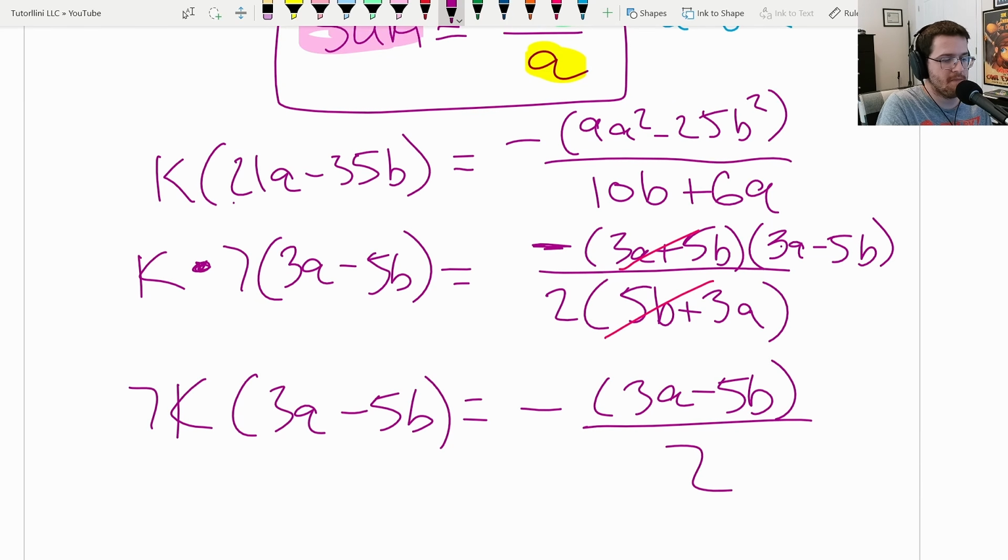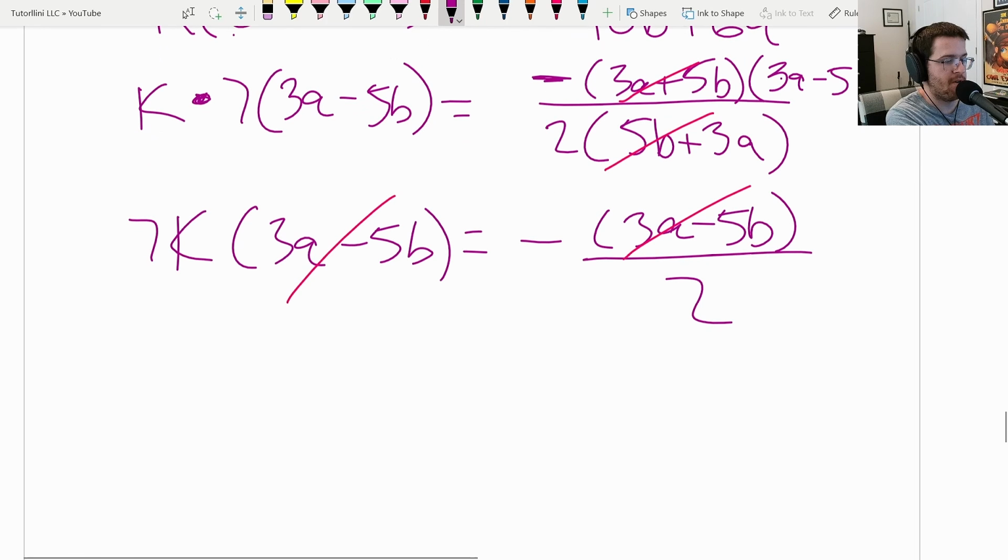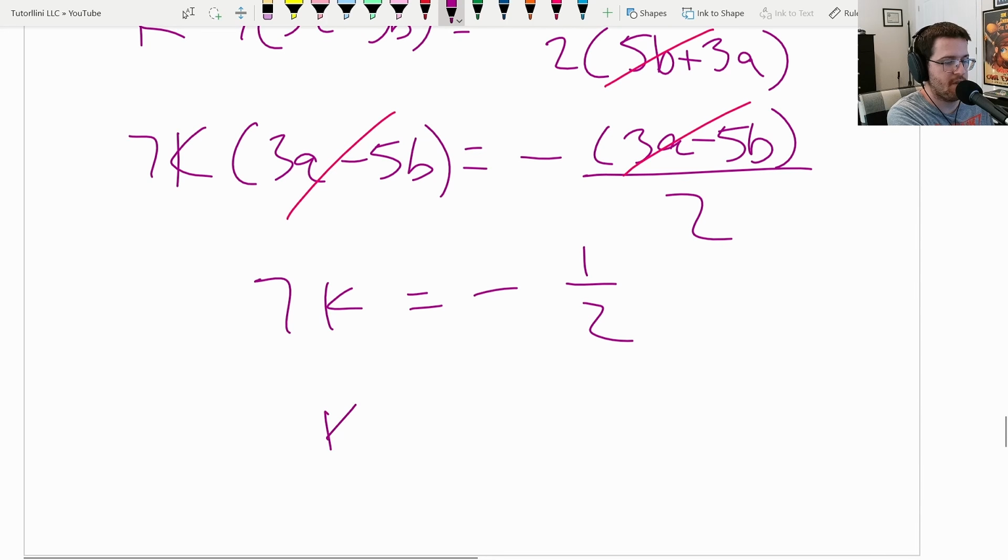over 2. And the other thing I notice is that there's a 3A minus 5B on both sides. So I can divide both sides by 3A minus 5B, and these guys will go away. Just remember, when you clear a numerator, you have to put a 1. So 7K equals negative 1/2. And now I'm going to divide both sides by 7. And I get K equals negative 1 over 14.